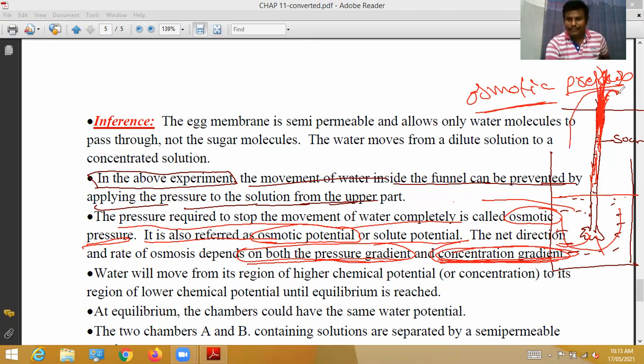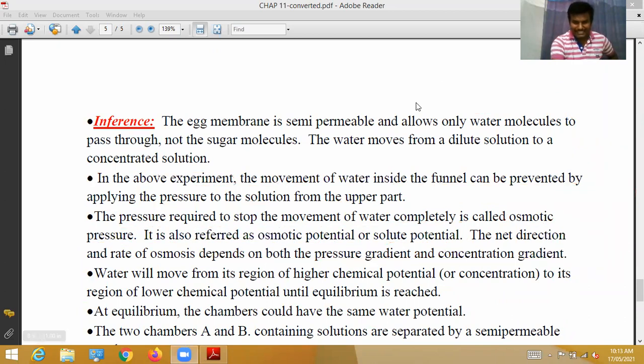Generally, this kind of situation does not take place in our body or in plants. I am saying generally, if any pressure is applied from the upper side, then osmosis does not take place. If any variation occurs in the concentration gradient, in such cases also, osmosis does not take place. That's the explanation about osmosis.